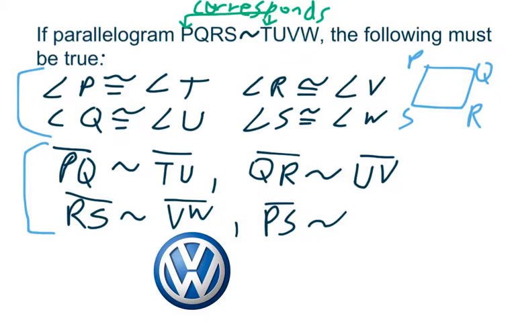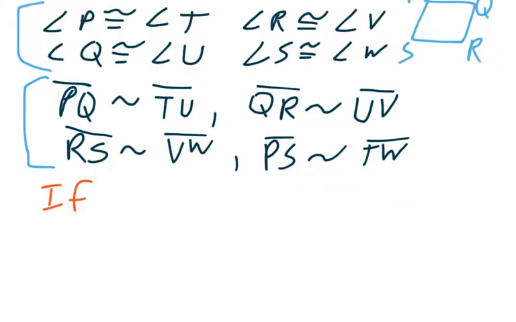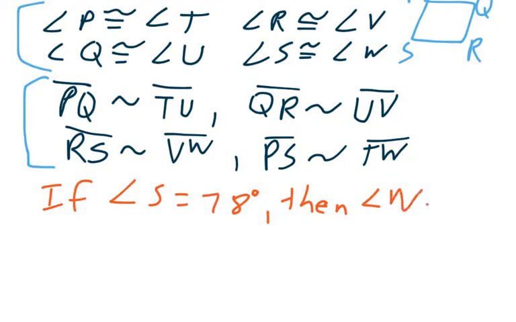So those are corresponding. So how does that help us? Well, I'm just going to give you a little bit of information, and we're going to solve from there. Let's say if angle S equals 78 degrees, then we know angle W. Because look at S and W. We said earlier, S is congruent to W. That means if we know S, we know W. So that one's going to be 78 degrees.